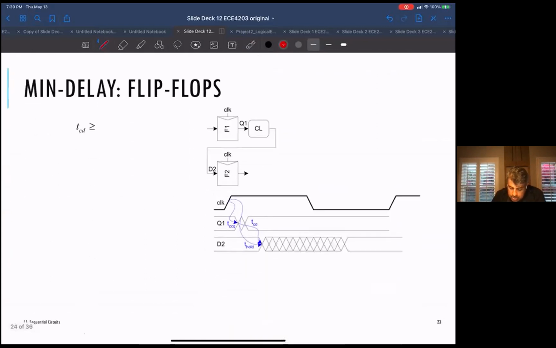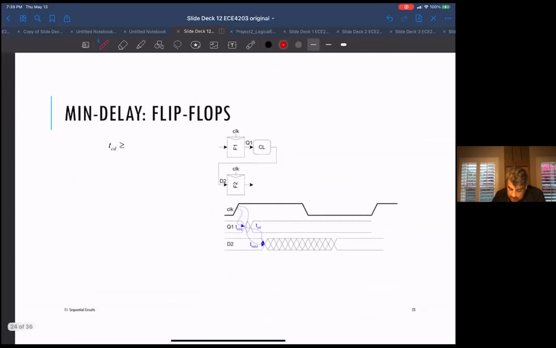Okay, let's go back to the flip-flop. We talked about the maximum delay. Now let's talk about the minimum delay. This is really a bad situation because imagine if you just didn't even have this combinational logic, you just had a shift register, right? The data from one clock going into another. What can happen is the data from this guy, if you're not careful, can race through here before the next clock.